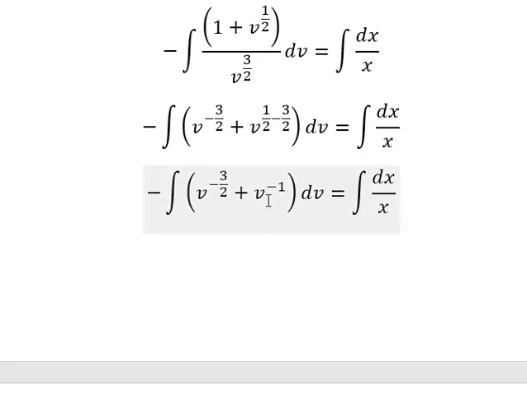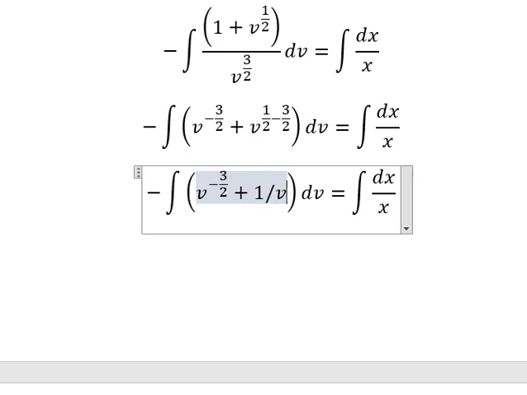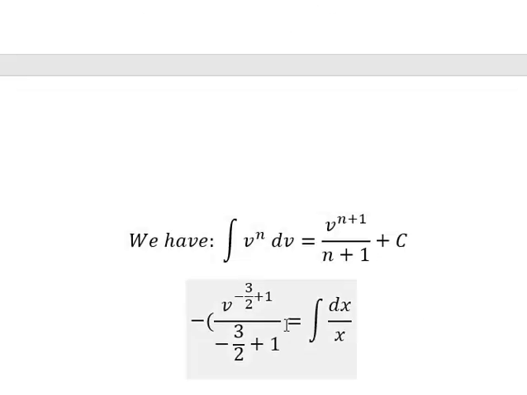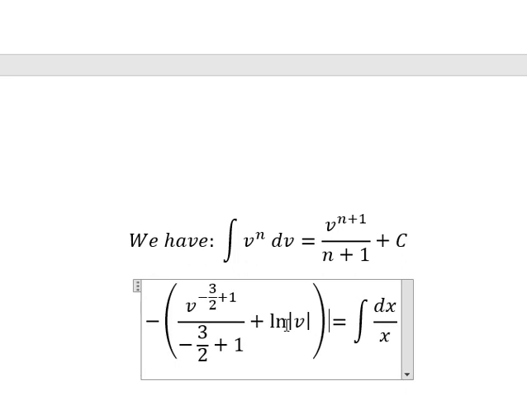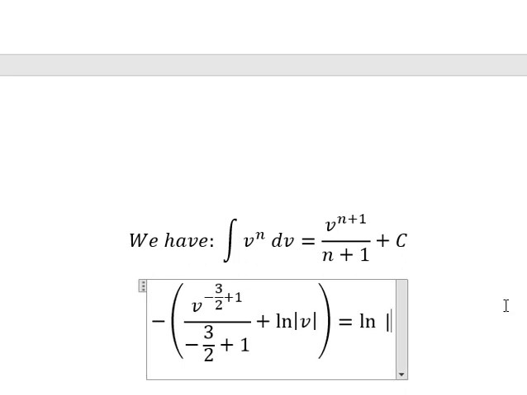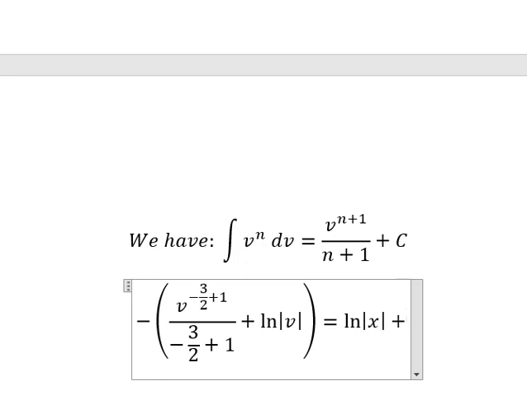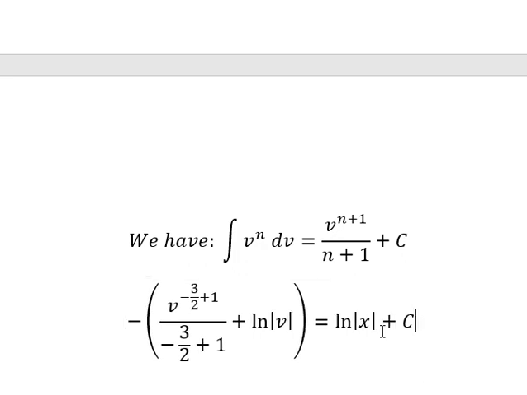The integration of this one is 1 over v. So we have Ln of the absolute value of v. This one we have Ln of the absolute value of s, and I will put c.